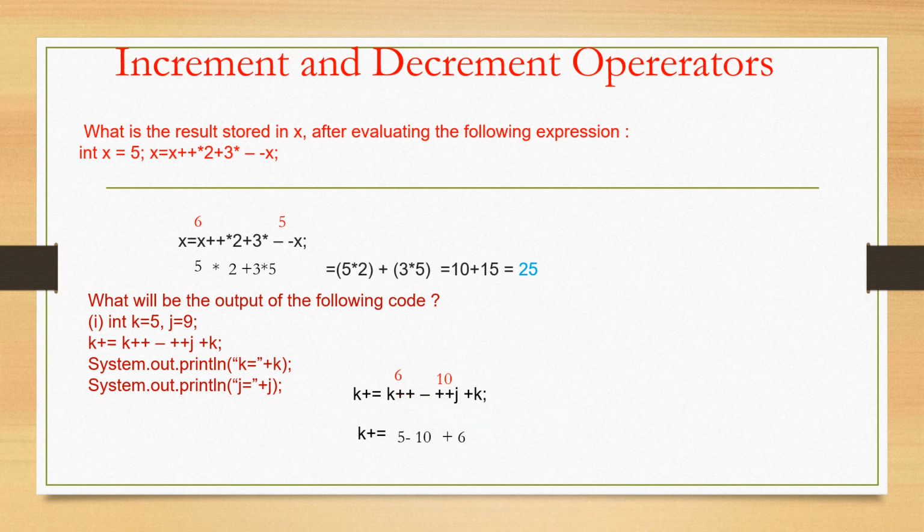That means plus 6. Now evaluate this 5 minus 10. That will become minus 5 plus 6. Minus 5 plus 6 will become 1. So we have solved the right hand side. We got the answer 1. And now take the left hand side.